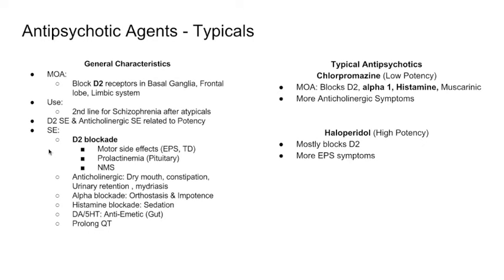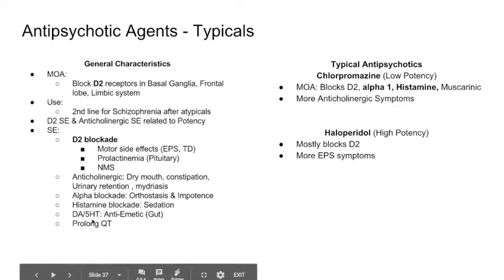So to review, you get dopamine blockade, motor side effects, prolactinemia, and NMS; anticholinergic effects, alpha blockade, histamine blockade, dopamine and serotonin blockade, and prolongation of QT. So as you see, these medications have a lot of side effects.